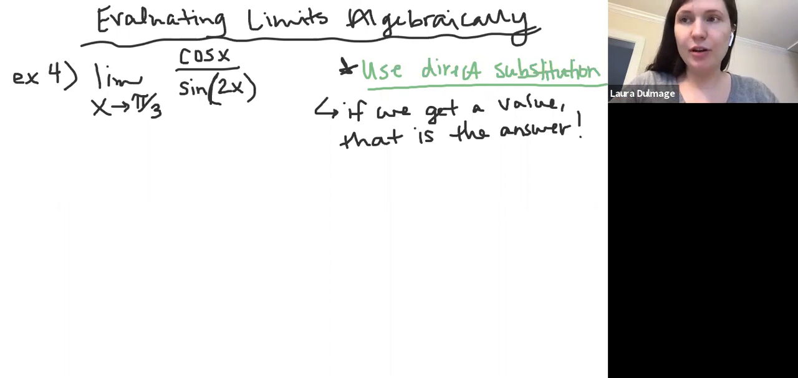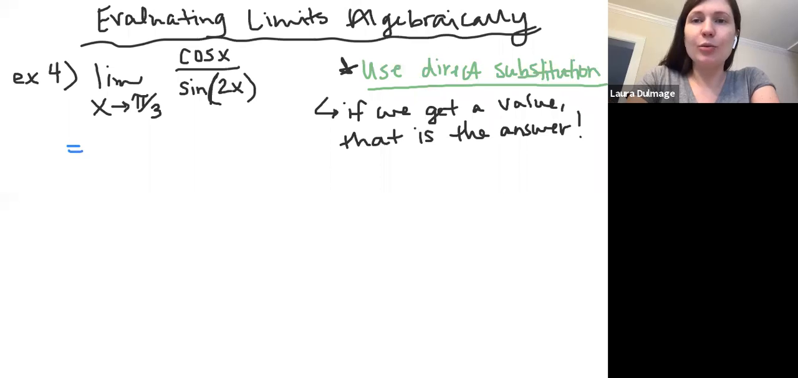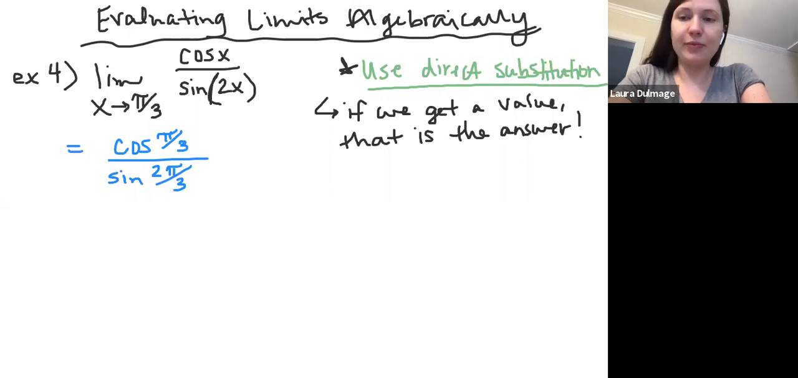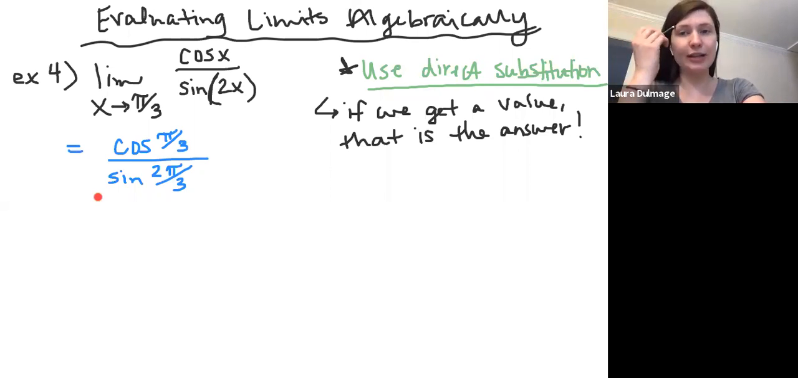This is one that you're able to also just, you obviously want to first do direct substitution. So that means literally plugging in the x value for our function. So when we plug that in, we'll have the cosine of pi over 3 in our numerator. And then we'll have the sine of 2 times pi over 3, which is 2 pi over 3 in our denominator. So you guys can write in what those values are, use your unit circle or just think about it. And then we'll simplify and get our answer.